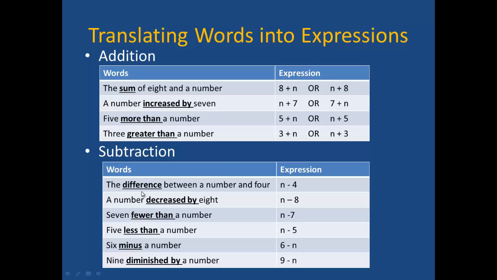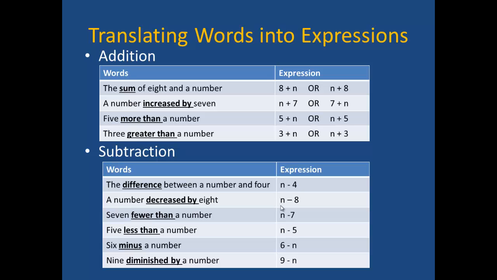So for example, the difference between a number and 4 puts the number first, minus 4. A number decreased by 8 means you start with the number and you subtract 8. 7 fewer than a number means that I start with the number and I take away the 7. So even though 7 is first in the written words, in the mathematical expression, the 7 is second. 5 less than a number is similar.